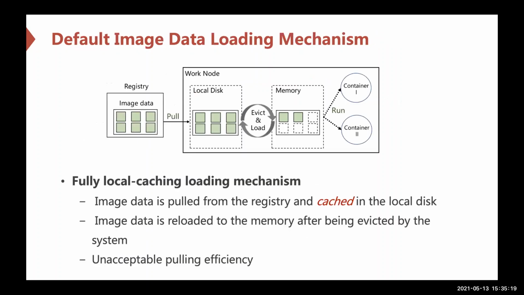This figure shows the default disk-based, fully local caching mechanism of Docker. The remote registry is a remote server storing images of serverless functions. While receiving a function request, the container engine on a selected worker node pulls the image from the remote registry or loads the image from local disk. The necessary data for starting the container is loaded into memory and may be evicted by the system. Pulling the full image has a serious impact on the deployment efficiency of serverless functions.